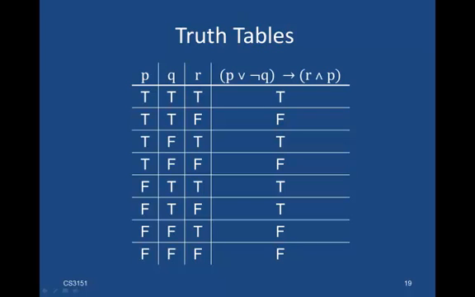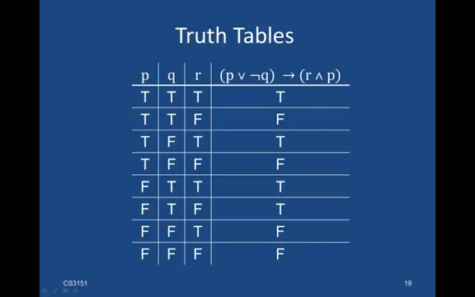Consider, for example, the proposition (P or not Q) implies (R and P). There are three logic variables that occur in the proposition, P, Q, and R. We need a column for each of the logic variables. Each row corresponds to a truth assignment to the three variables. There are 8 different truth assignments. For example, one truth assignment is where all 3 logic variables are true. Another truth assignment is where P and Q are true but R is false, and so on.